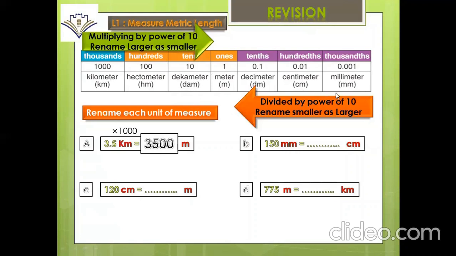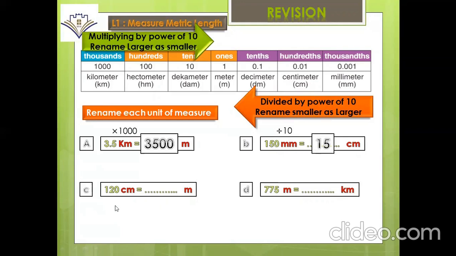Millimeter is less than. Then we rename smaller as larger. Then divided. Look, from millimeter to centimeter divided by 10. Then move the decimal point one place. Here is a decimal point. Then back to one decimal place. Then the answer is 15 centimeter.